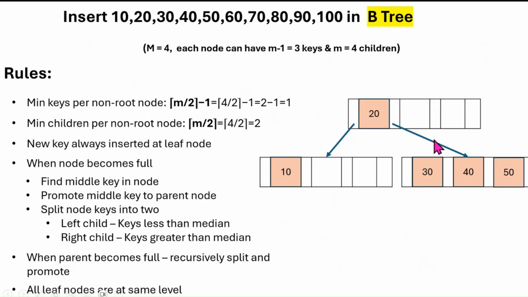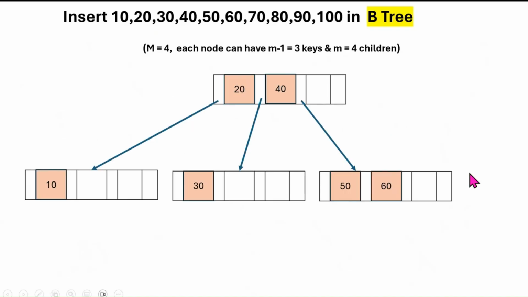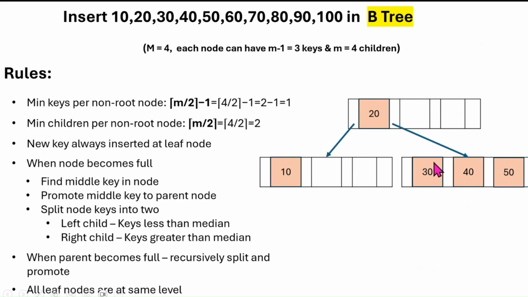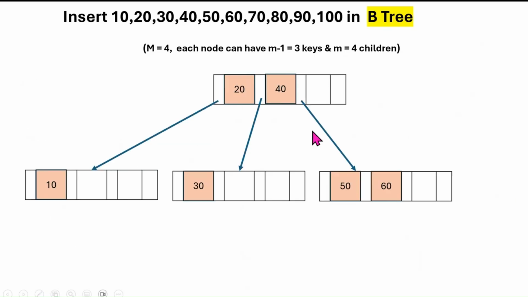And then when we try to add 60 here, it is already full, right? Why are we not adding here? Because new keys are always inserted at a leaf node, so that leaf node will always be at the same level. So it will come here. We will try to add 60: 30, 40, 50, 60. What is the median? It is 40. So it will promote the 40 up and divide that node, basically the previous node, with 30 as the left child of 40 and 50, 60 as the right child of 40.